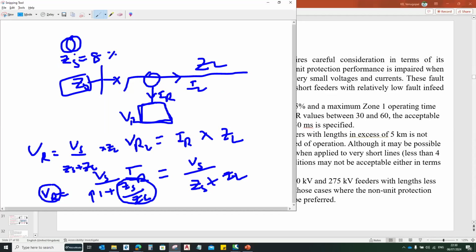So whenever you are having a high source impedance, distance protection is not suitable for the protection operation. In these conditions, instead of providing distance protection, we can go with line differential protection plus overcurrent and earth fault backup protections. We can call Zs by Zl the source impedance ratio.